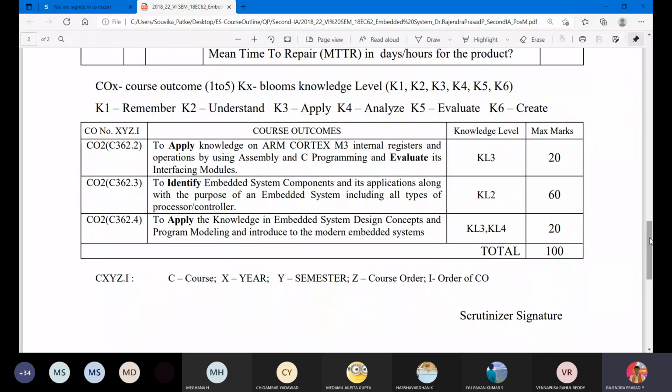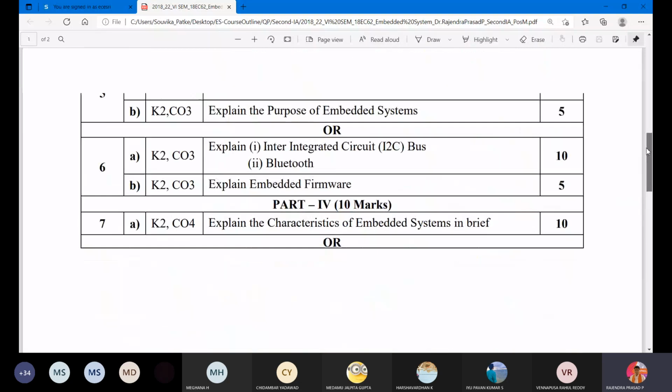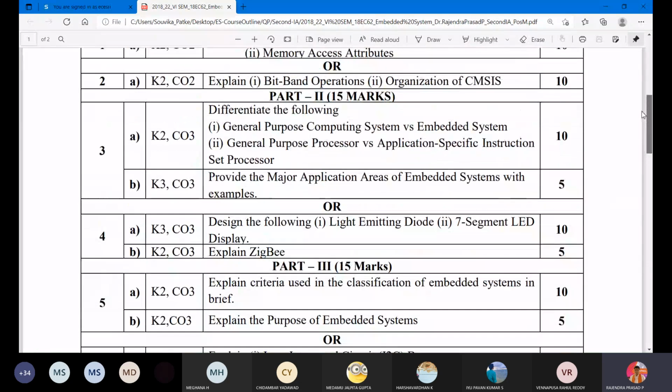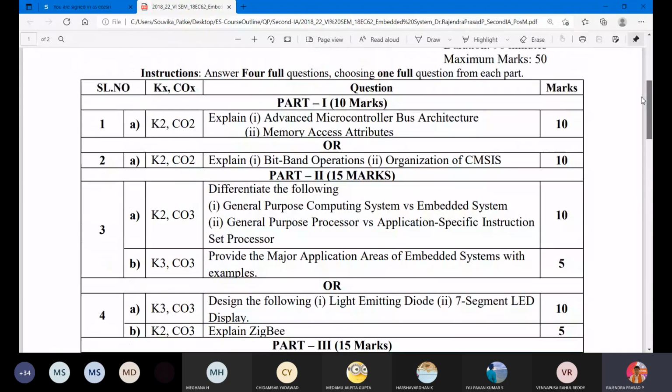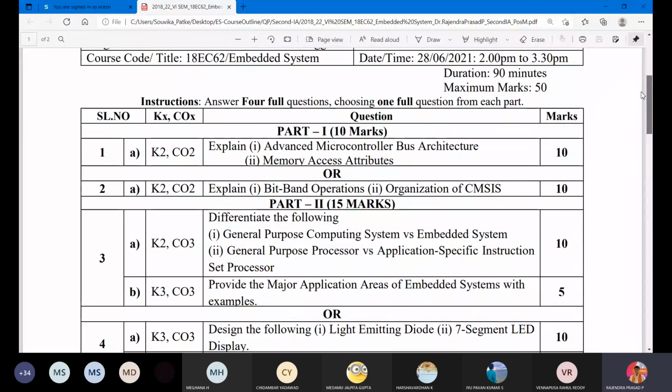And out of this 100 marks, you are going to attempt 50 marks. So you have more choices, 50% of choices to answer. And I hope you have written very well. So I will be evaluating today, and by tomorrow your marks will be ready so that you can observe how much you have done.